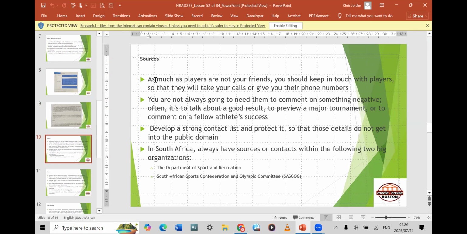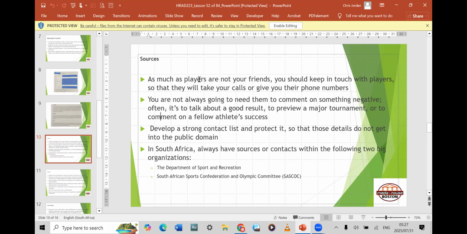As much as the players are not your friends, you should keep in touch with players so they can tell you, like, I'll be here, I'll be there, or the team will be here, the team will be there, we're playing this. Don't worry, we can organize your pass, whatever it may be.